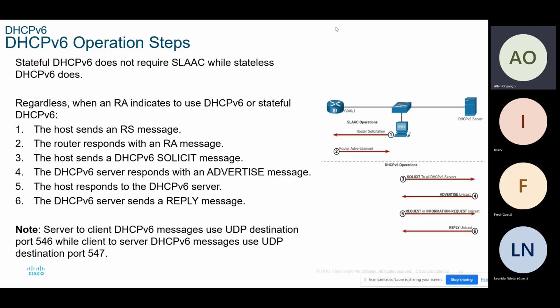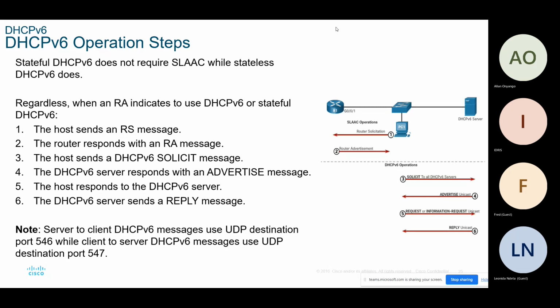What's going to happen is that a host will send an RS message so that it can get an RA message from the router. Thereafter, the 4 messages will proceed. So the first message yesterday was called DHCP discover. In IPv6, it is called solicit. Then we saw DHCP offer. In IPv6, it's called advertise.